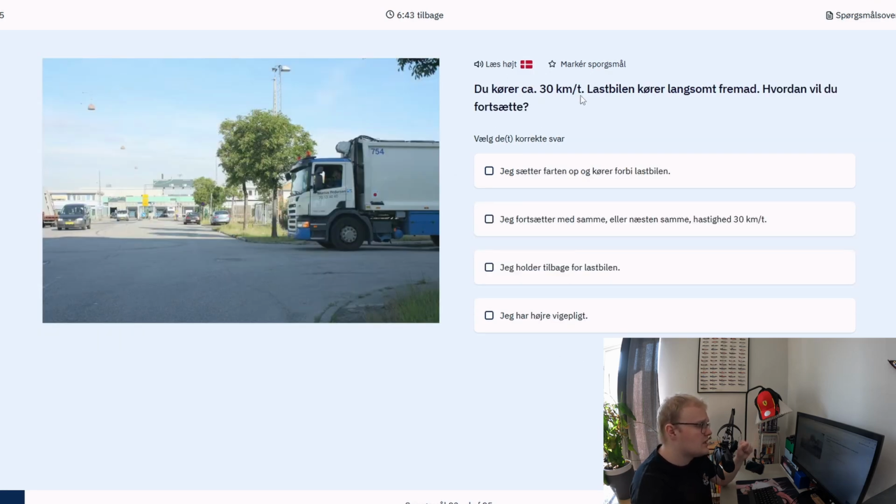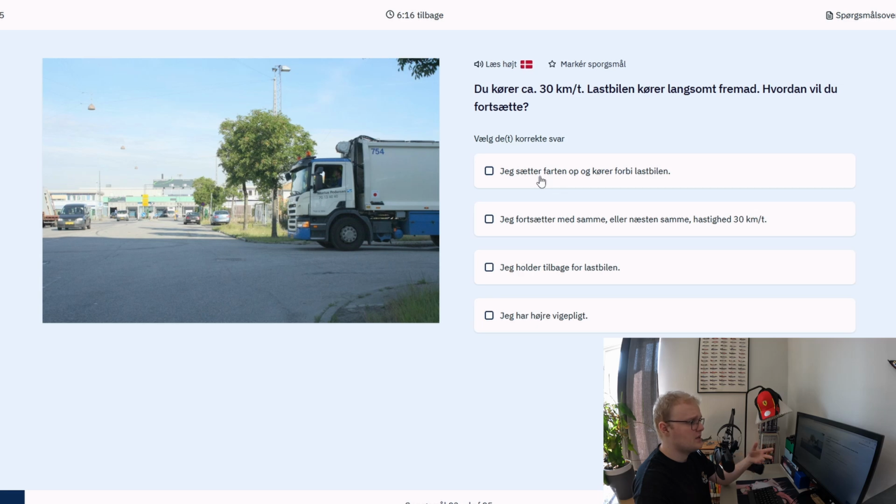You're driving 30 kilometers an hour. The lorry is driving very slowly forward. How will you continue? This is the scenario I'm talking about, which is going to cause me issues in the driving test. Because on this road, the people from the right have the right of way. You have to keep back from the people from the right. And the only way you know that is because this intersection has no clear dominant side. So I have to keep back from this lorry.